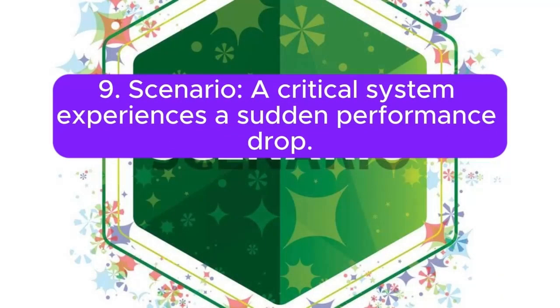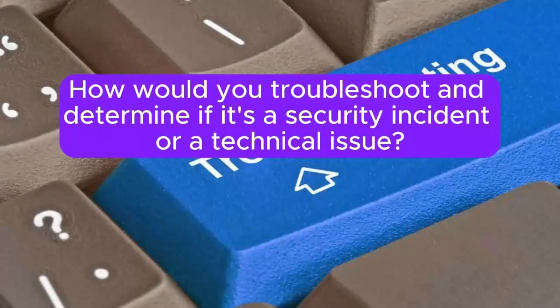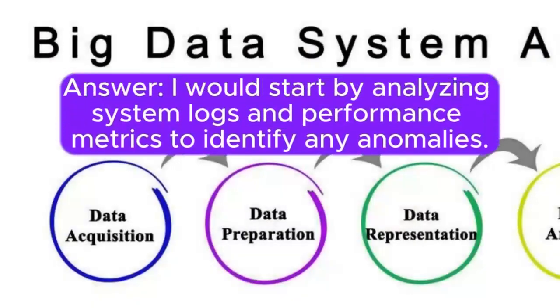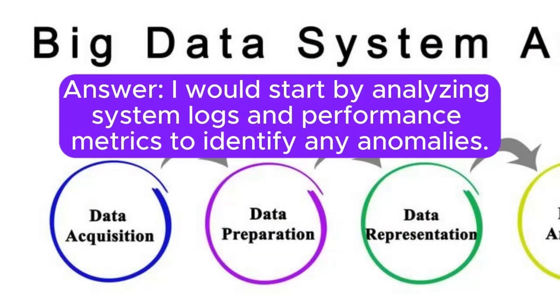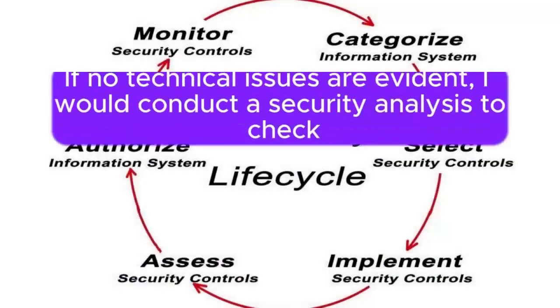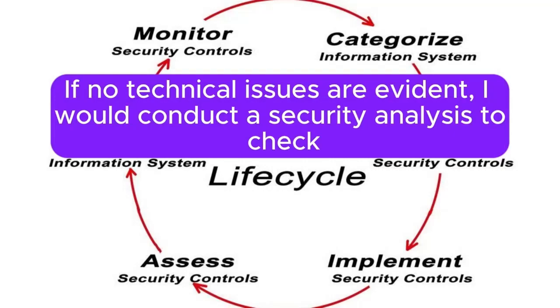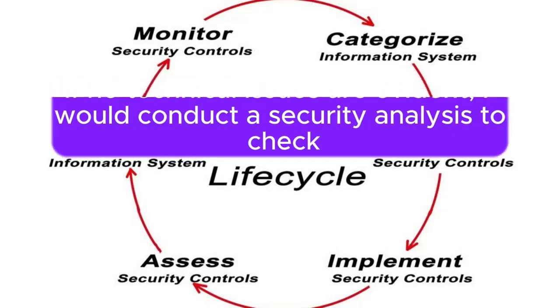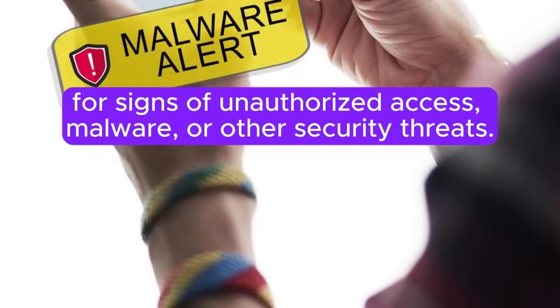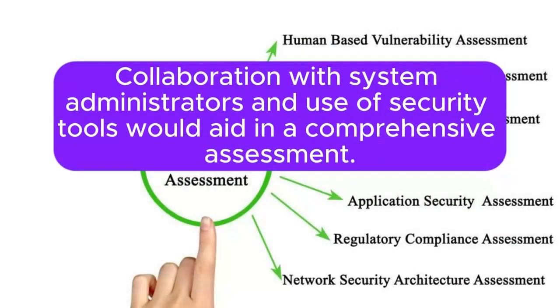9. Scenario: a critical system experiences a sudden performance drop. How would you troubleshoot and determine if it's a security incident or a technical issue? Answer: I would start by analyzing system logs and performance metrics to identify any anomalies. If no technical issues are evident, I would conduct a security analysis to check for signs of unauthorized access, malware, or other security threats. Collaboration with system administrators and use of security tools would aid in a comprehensive assessment.